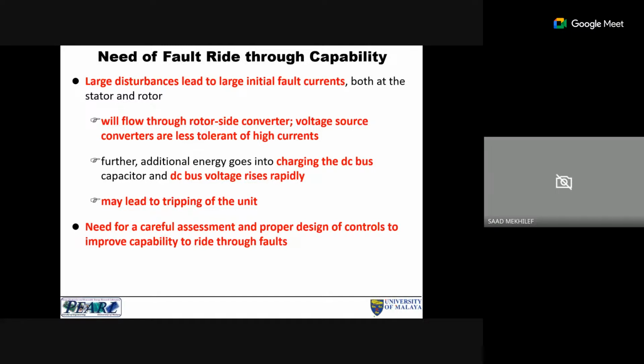Further, additional energy can go to charge the DC bus capacitors, and the DC bus voltage rises rapidly. That's why in some research or applications, they put another storage on the DC bus, which is able to absorb this amount of energy. This may lead to tripping of the unit if this energy is not managed well. So there is a need for careful assessment and proper design of the control to improve the capability of managing those faults.